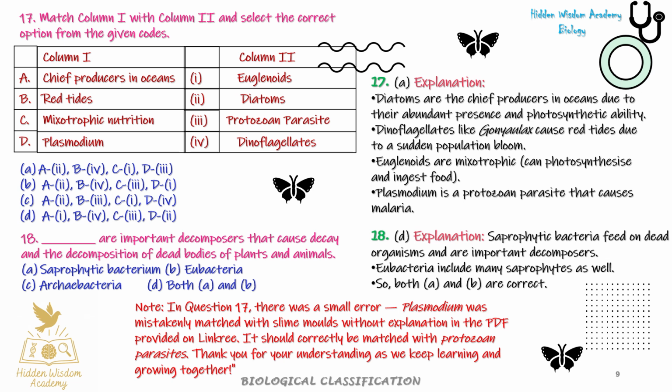Explanation. Saprophytic bacteria feed on dead organisms and are important decomposers. Eubacteria include many saprotrophic ones as well. So, both A and B are correct. So, option D is the correct answer.